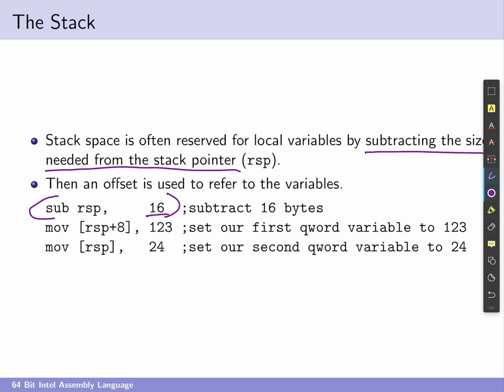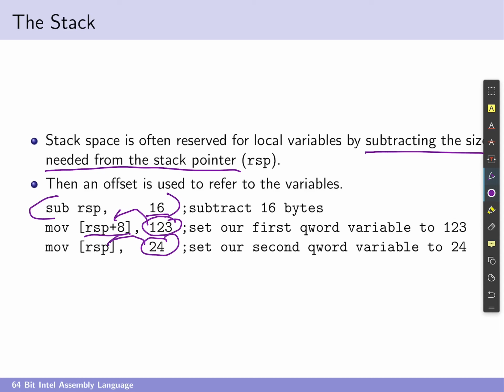So the first thing I'm going to do here is save what I'm going to call my first quad word. I'm going to have this value 123, for example, and I'm going to save it into RSP plus 8. Now this plus 8 might seem a bit weird, but we'll clarify that shortly. And then I'm going to save my second variable, which is 24, into the location at RSP.